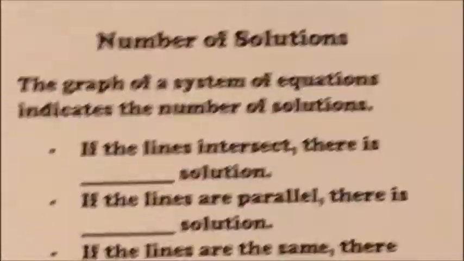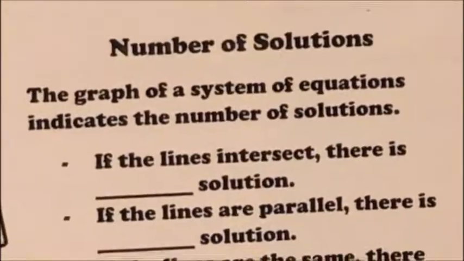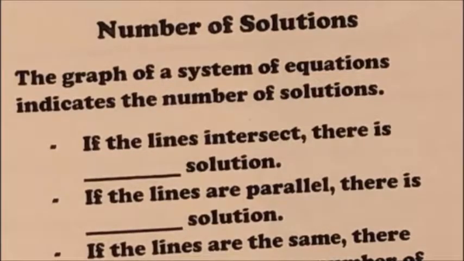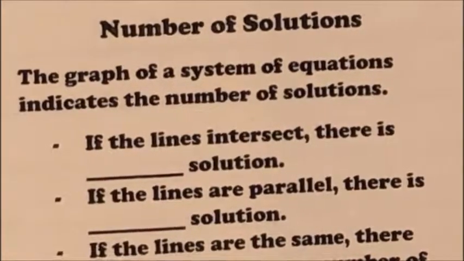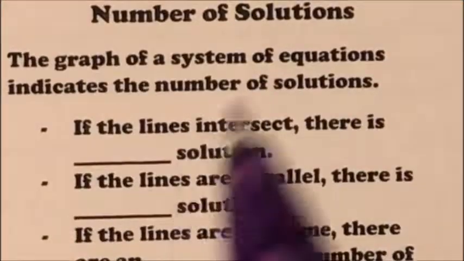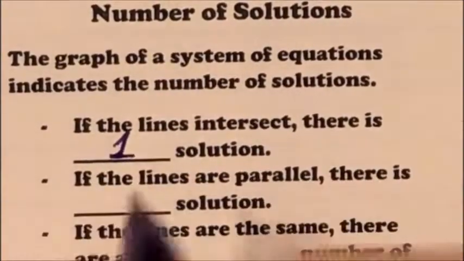All right, second half of this lesson talks about solutions that we could possibly have. So there are 3 different solutions that we could have. So number of solutions. The graph of a system of equations indicates the number of solutions that we possibly have. If the lines intersect, there is 1 solution.